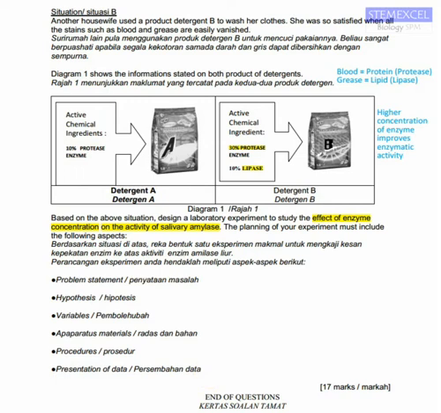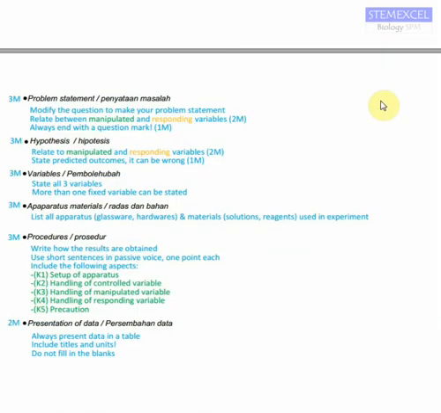So I will briefly go through what are the criteria that are required to write for each and every one of these aspects. We will have a look at first the problem statement, and then the hypothesis, the variables, the apparatus and materials, the procedure, and finally the presentation of data. So each and every one of these carries about 3 marks. And it's important that you know the correct technique and to know what are the criteria that are required for each and every one of these aspects.